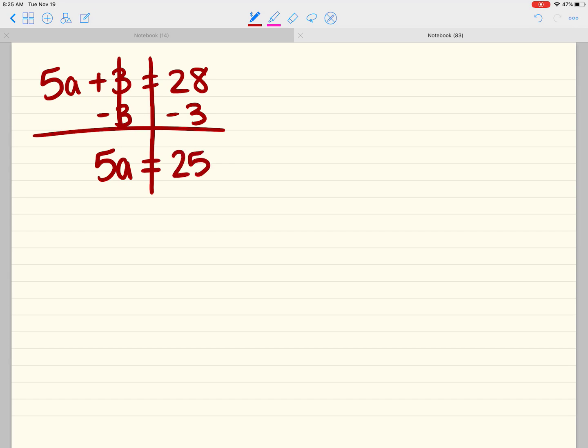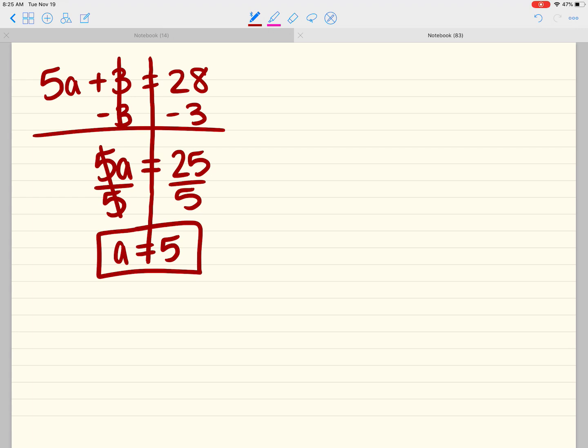Okay, what would be my last step to get a by itself? What operation do we see here with a? Multiplication. What's the opposite? Divide. So we divide both sides by 5, right? Because we know those 5s will cancel. 5 divided by 5 is 1. So that would give me a is equal to what? 5.